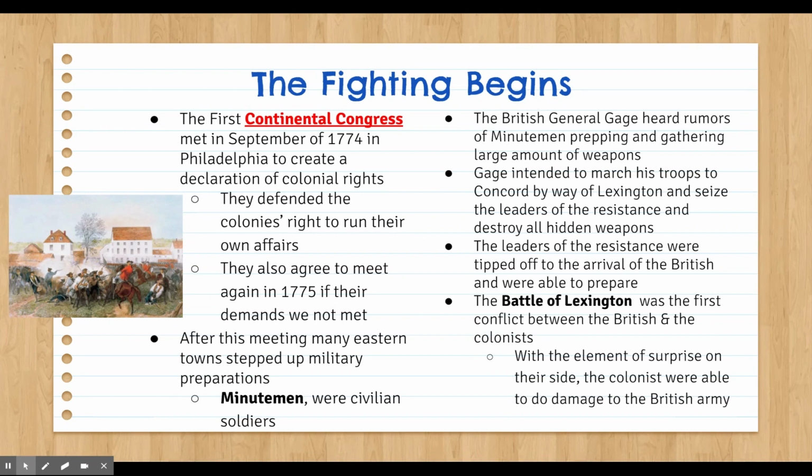The Battle of Lexington was the first conflict between the British and the colonists. With the element of surprise on their side, the colonists were able to do damage to the British Army. And so in the illustration off to the side, you can see the British with their red coats, and then the Minutemen, which again are just civilian soldiers, so they are in their own clothes, they don't have uniforms, and just showing this kind of resistance militia of the colonies joining together and gathering.